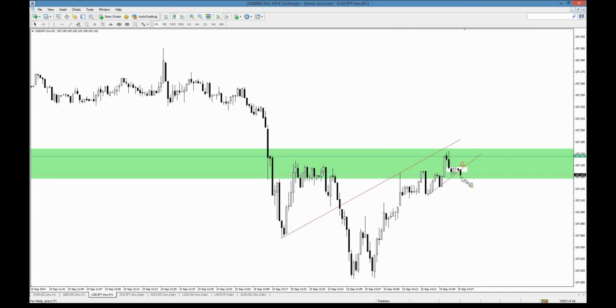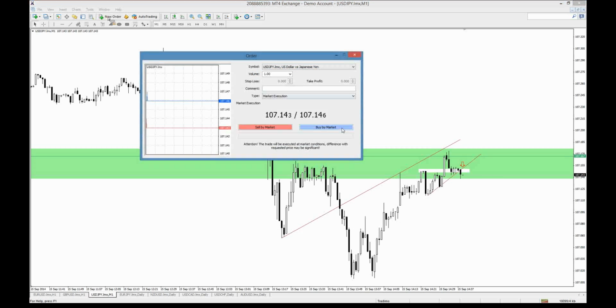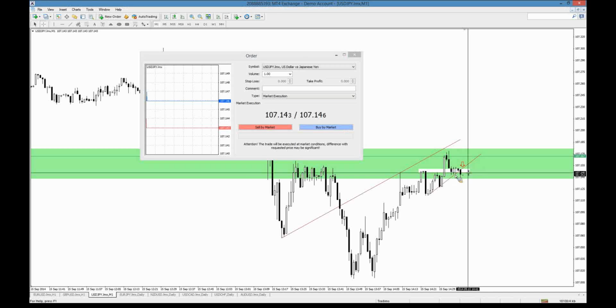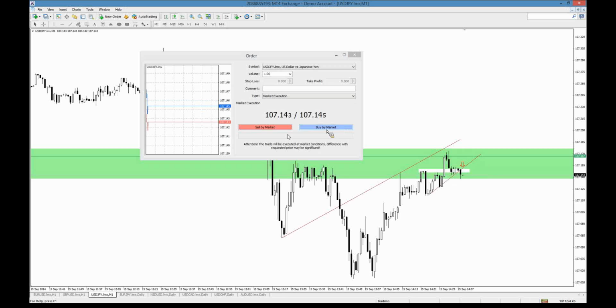Okay, so let's just see what happens if we get a close below here. What we're going to look for is a retest of the trend line. So there's the close now. Now I'm going to do this as an exercise. If we get a pullback, so we want to pull back like half a pip, we want to sell short with a small little stop on this. Let's just see if we can do this.